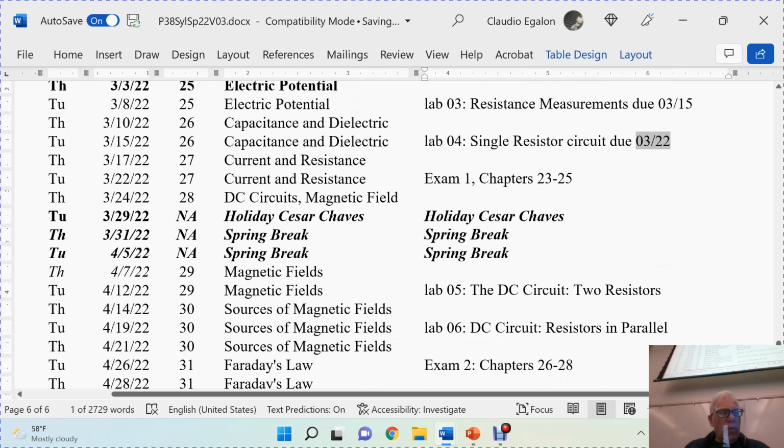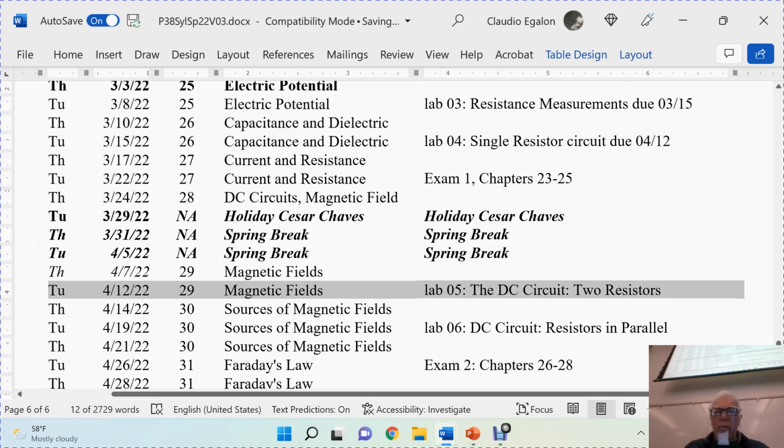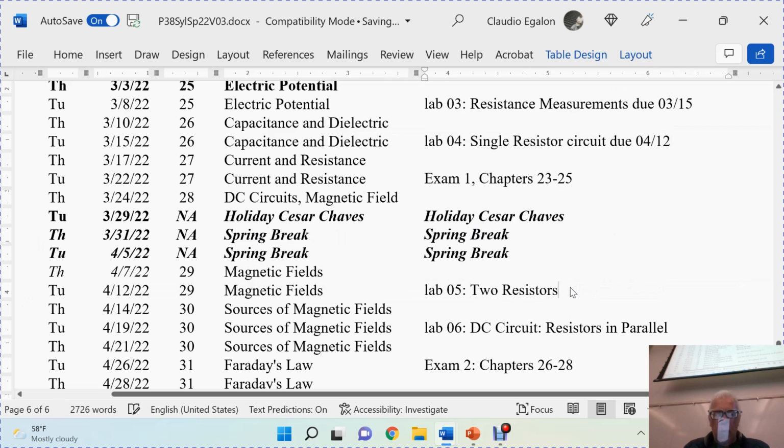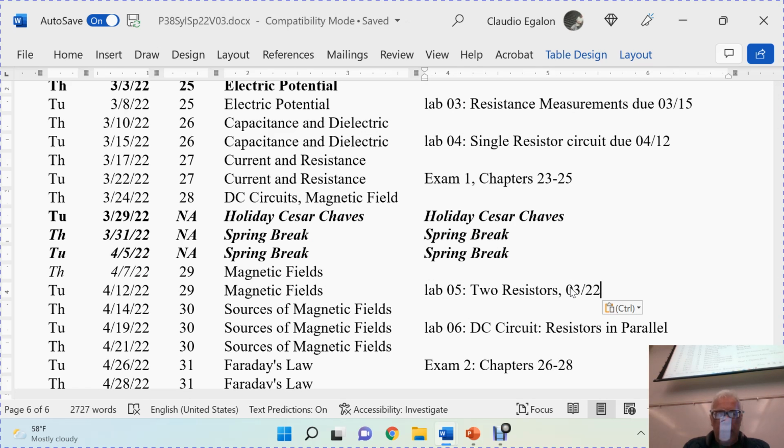Then you have two resistors. It's gonna be due on 22nd. No, this one you don't have to turn in on 22nd. You can turn in on April 12th because you have an exam, right? And then you have a holiday. April 12th. It's okay to turn in April 12th. This one, two resistors, is going to be due April 19th.